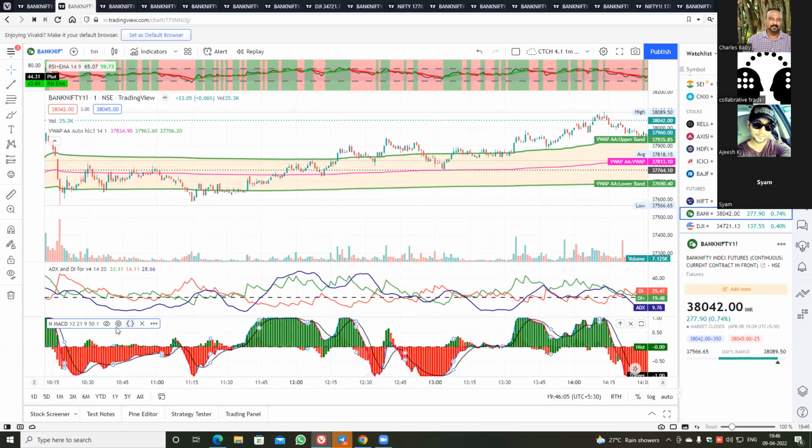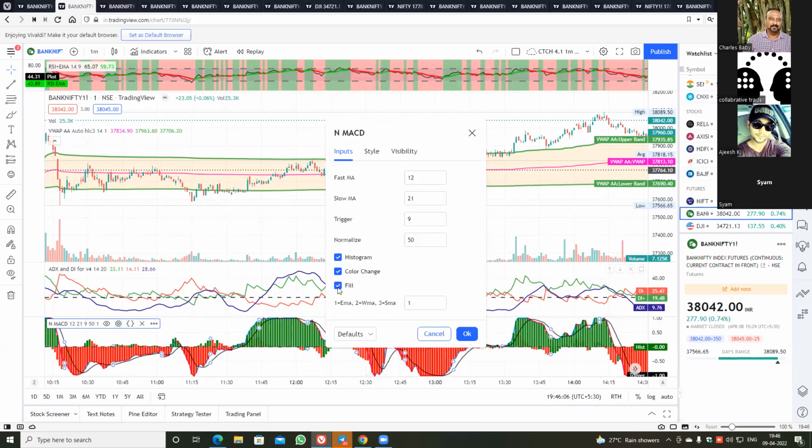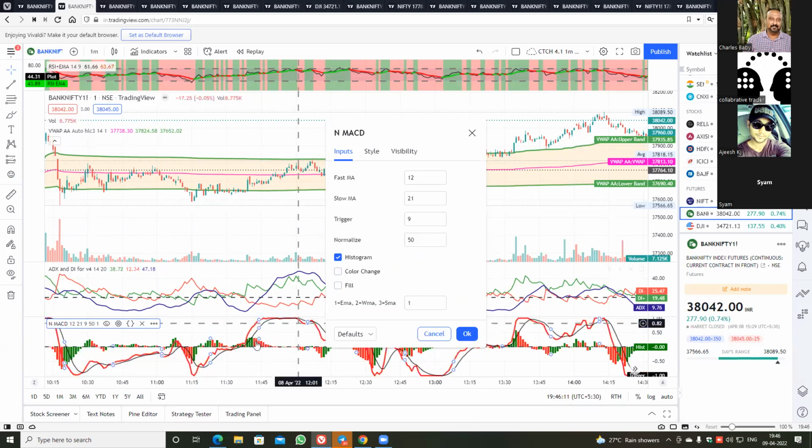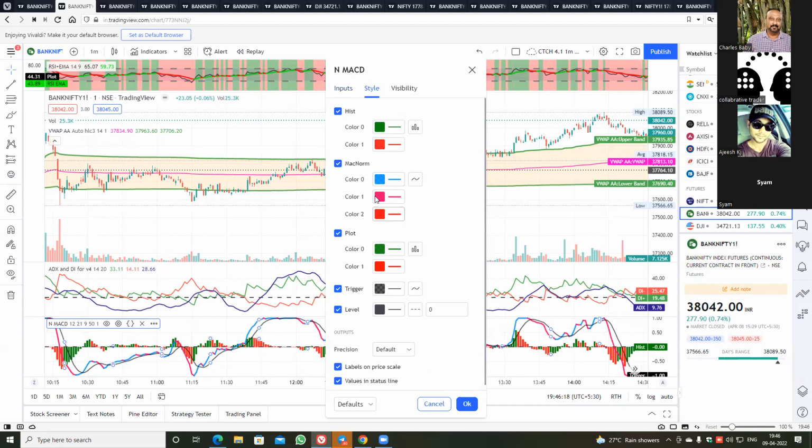It will be coming like this. If you don't want to fill, you can untick this color change also. It will be appearing normal. You press this, and the given colors will be appearing here for the MACD level. You can check with other indicators for this.